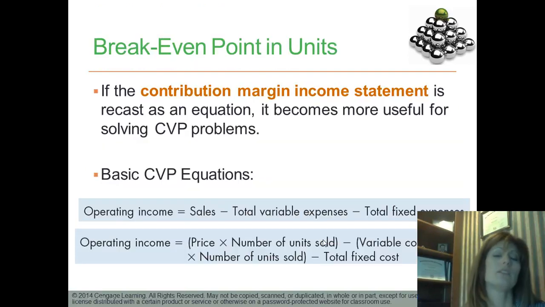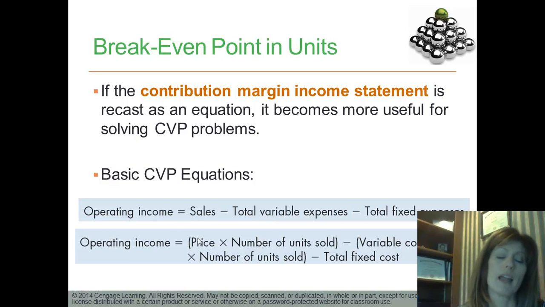Okay, so that break-even income statement, our contribution margin income statement, can help us to pull the numbers that we need for our break-even analysis. So down here at the bottom is some of our CVP equations that are very helpful. So operating income, we know this from our income statement, is sales minus total variable expenses minus fixed expenses. That's what we just did.